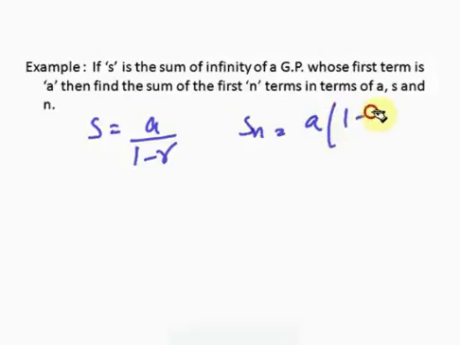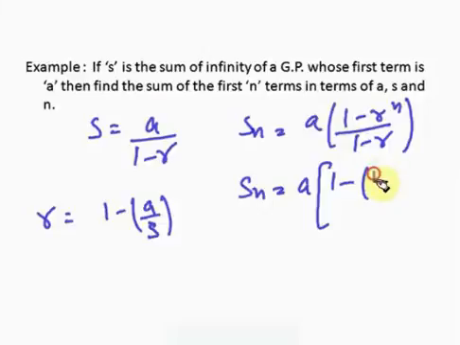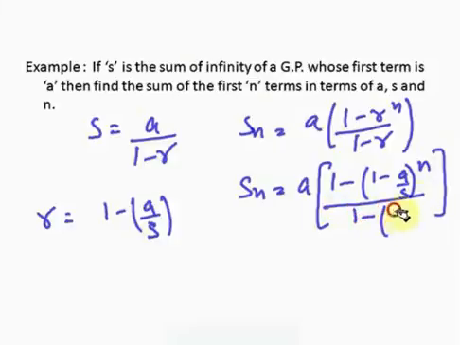Sum to n terms, we know that the formula is A into (1 minus R to the power n) upon (1 minus R). We don't know the value of R. The value of R can be obtained from this equation: R is equal to 1 minus A upon S. So the Sn will become A into (1 minus (1 minus A by S) raised to n) upon (1 minus (1 minus A by S)), that is A into (1 minus (1 minus A by S) raised to n) upon (A by S). This will be the sum to n terms in terms of A, S and n.